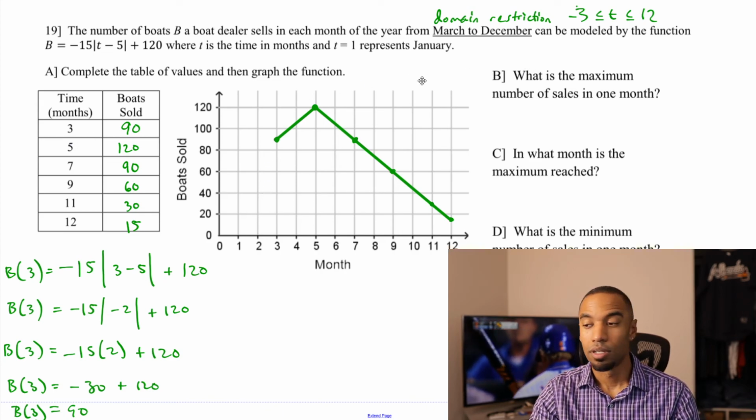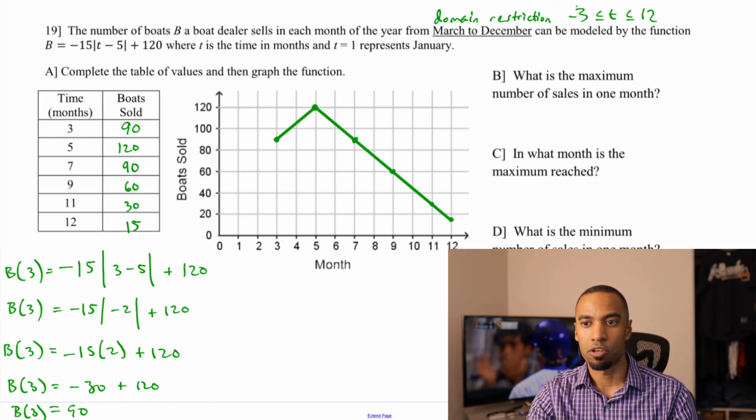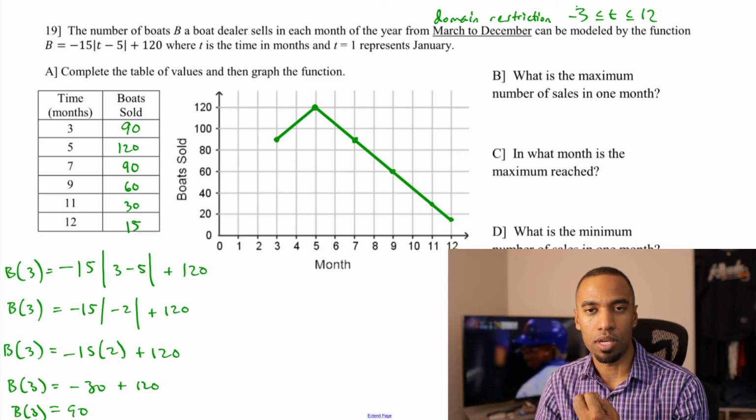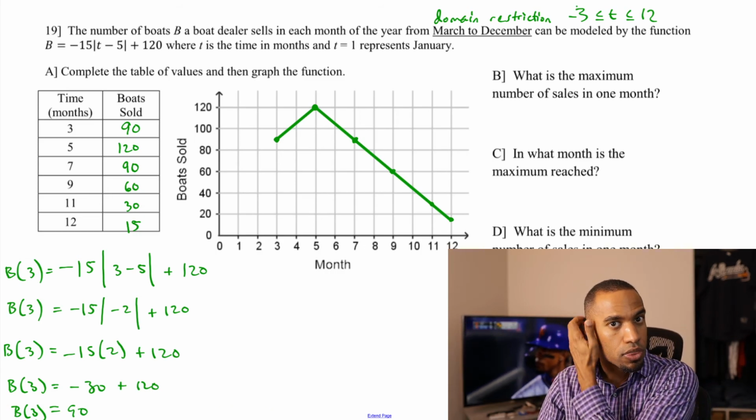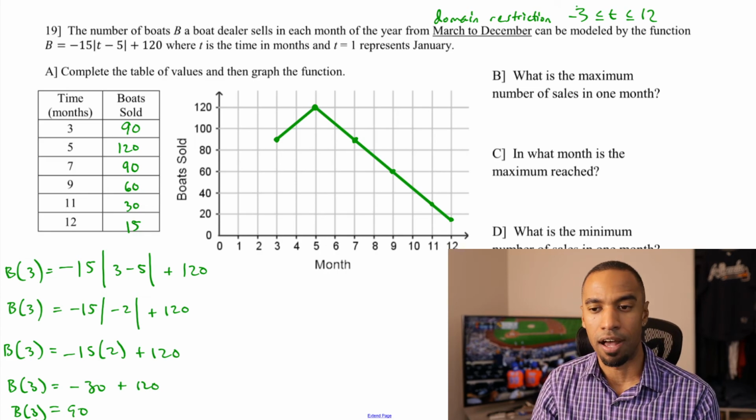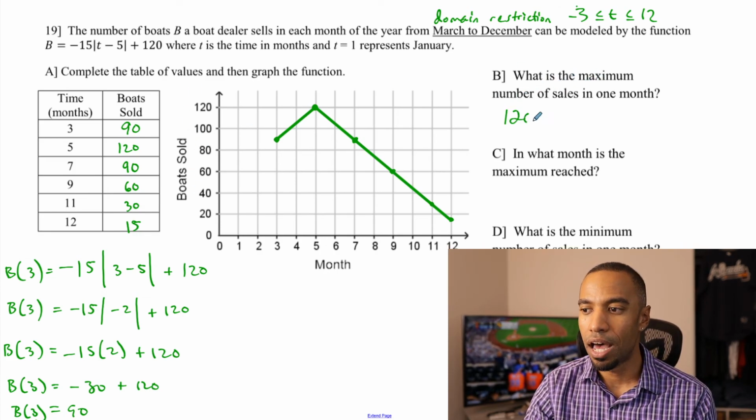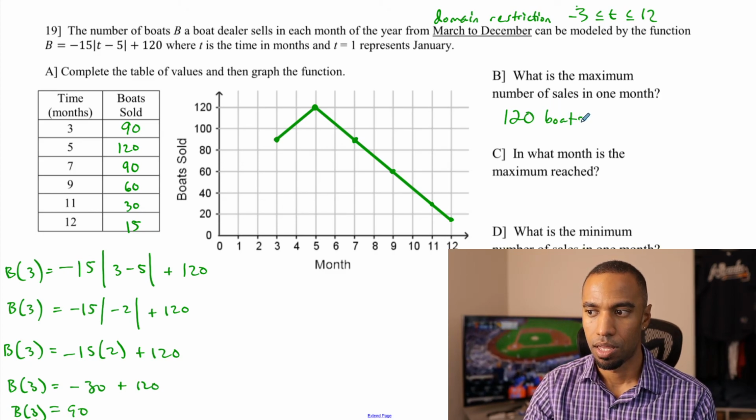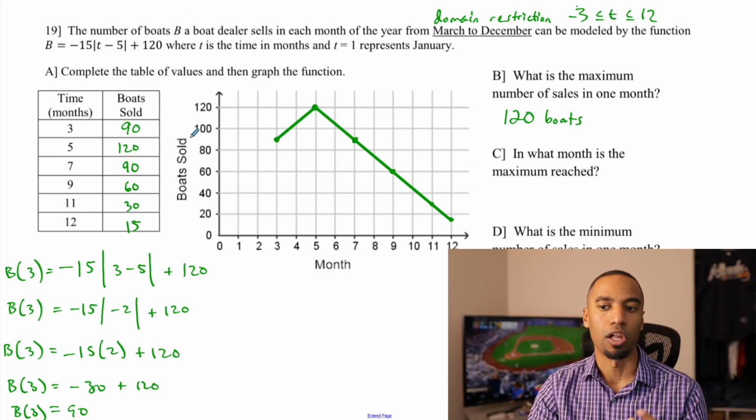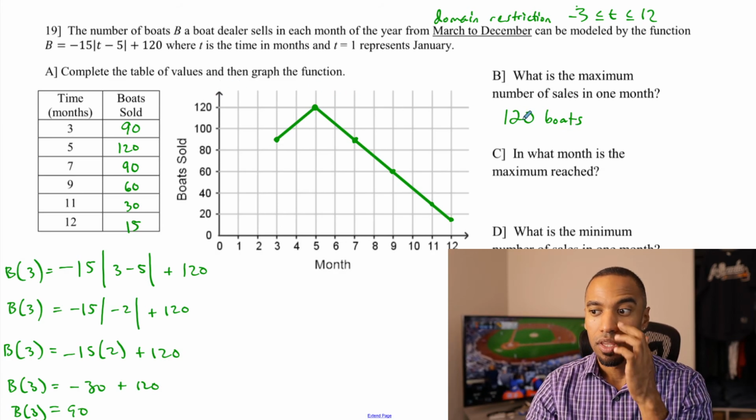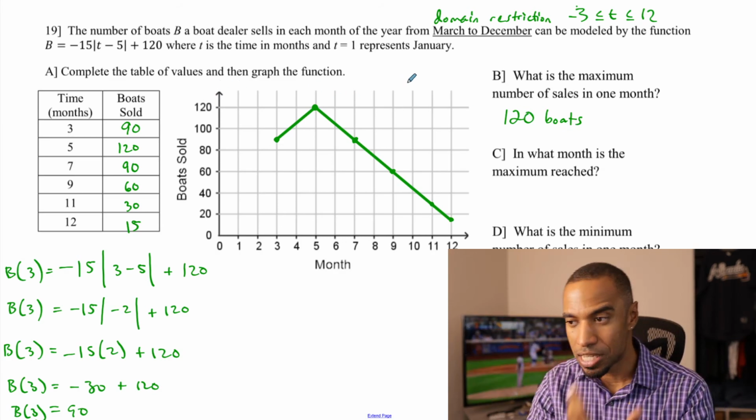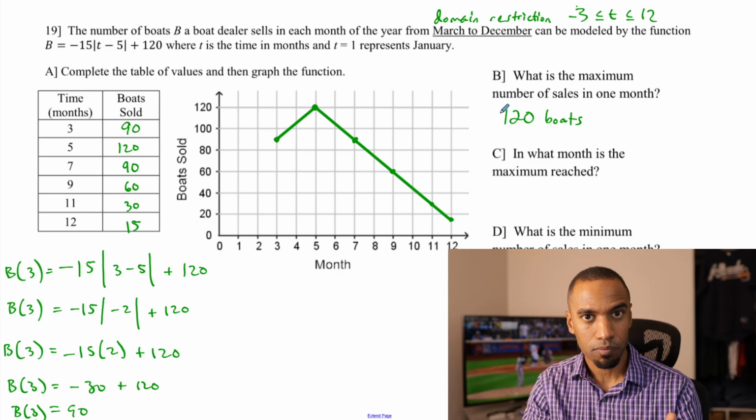In April. What is the maximum number of sales in 1 month? Okay, so this goes back to the whole maximum thing. This is why our answer is the Y value, or in this case the B value. What is the maximum number of sales in 1 month? 120. That's the Y value. I'm going to call it Y. I know it's B. But that's the Y value. The maximum is a Y. Contextually, that makes sense that it's Y.